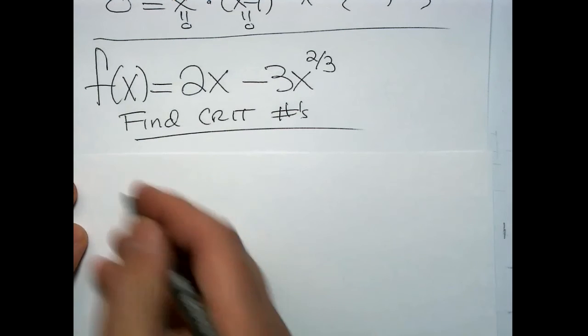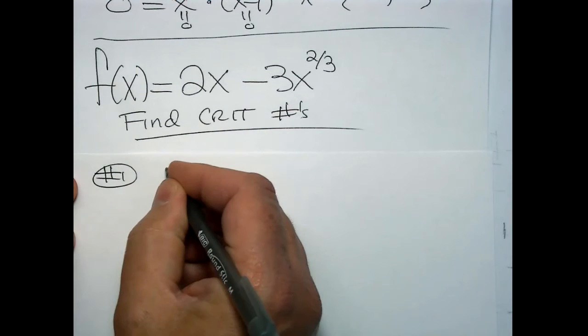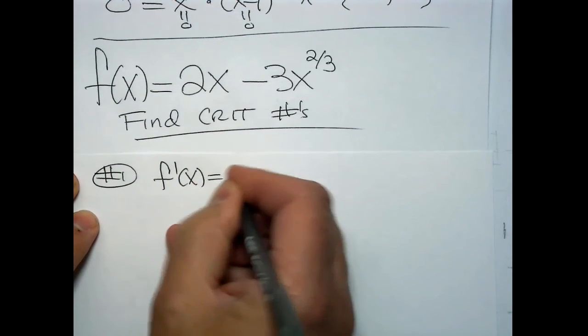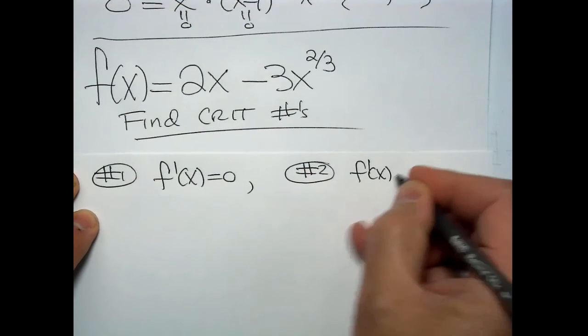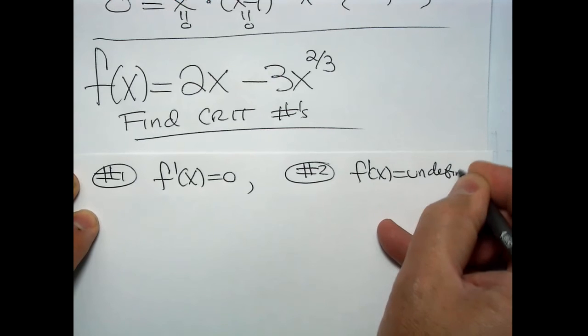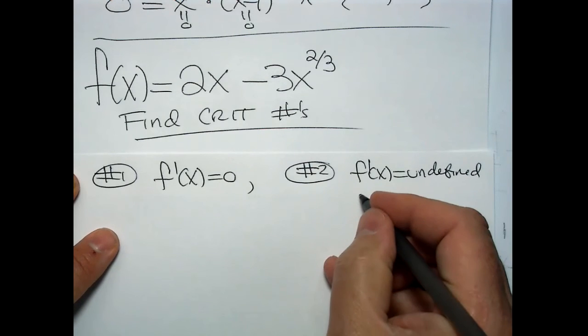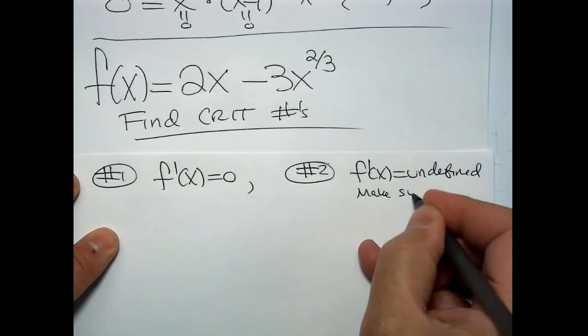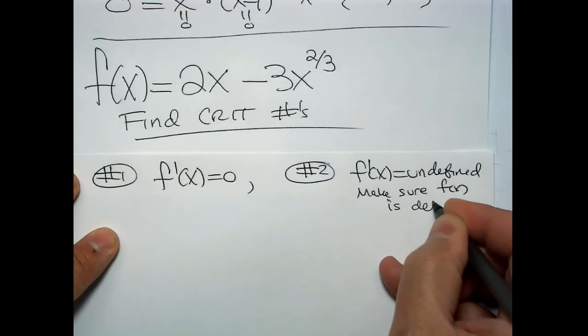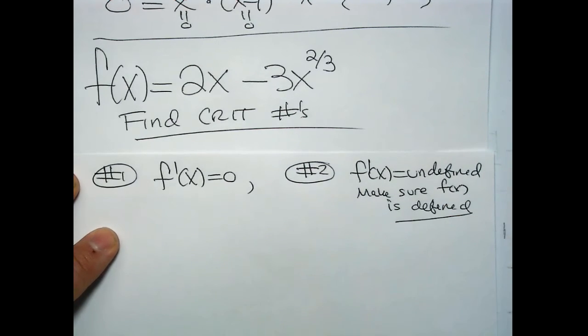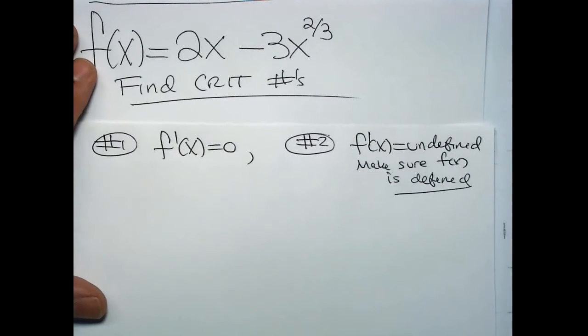Now, you got to do two things. Number one, you got to set f prime equal to 0. Number two, you got to set f prime to undefined. And also, while you're doing that, be careful. Make sure that f of x is defined. Otherwise, you have yourself, most likely, an asymptote. So we don't want those right now.